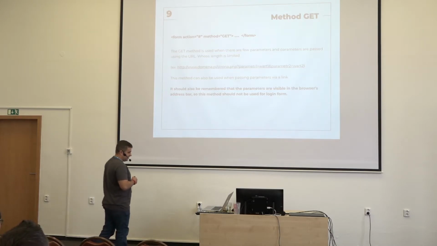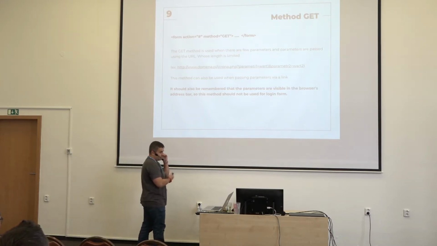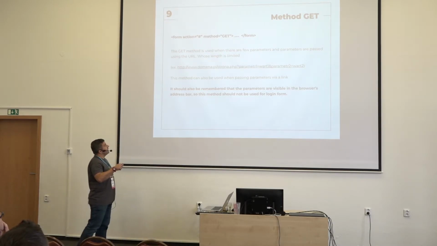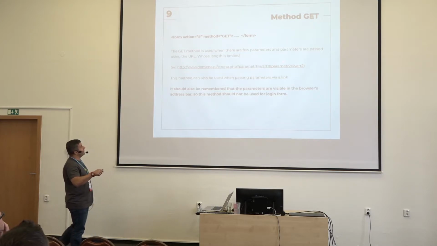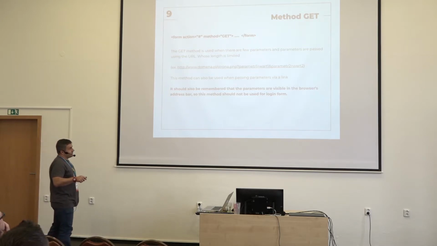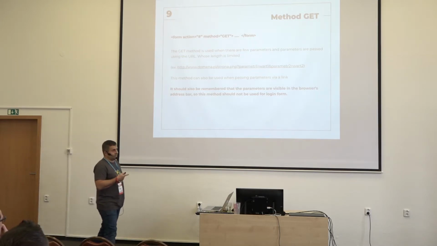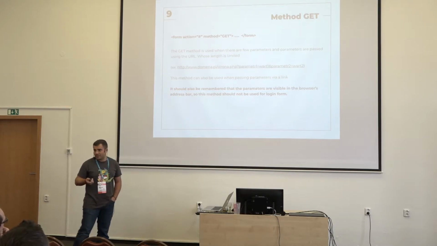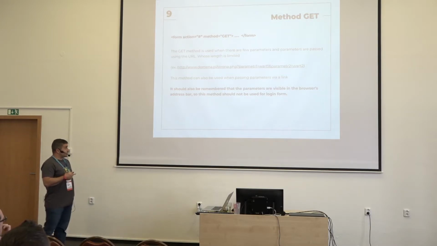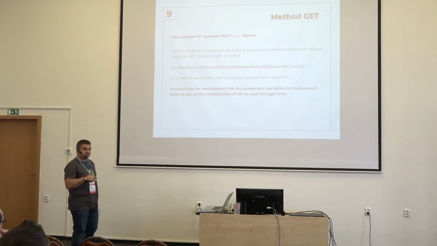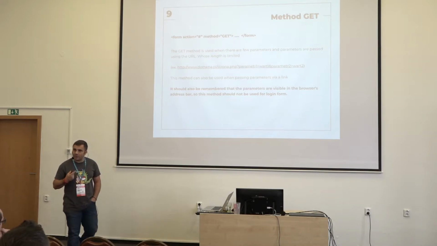The method get is used when we have only a few parameters and we pass these parameters using the URL. And this is an example of such a URL. This method can also be used when we pass parameters via a link. So when I search for something in Google and I would like to send this result to my friend, we use this method. But it should also be remembered that those parameters are visible in the browser address bar. So it's not safe, for example, in a login form.